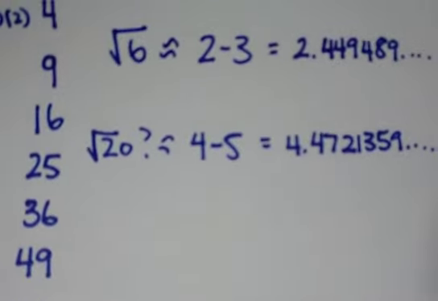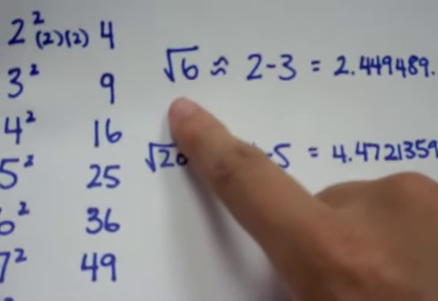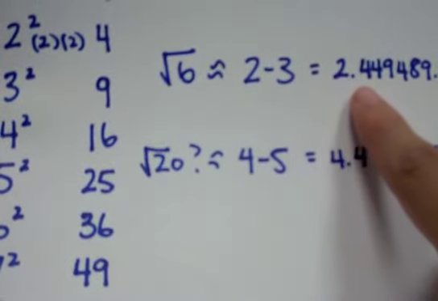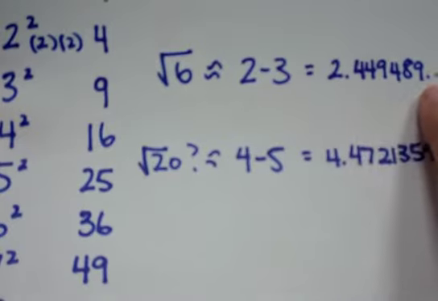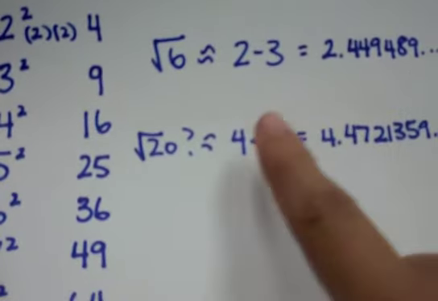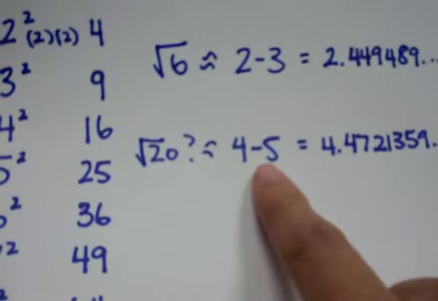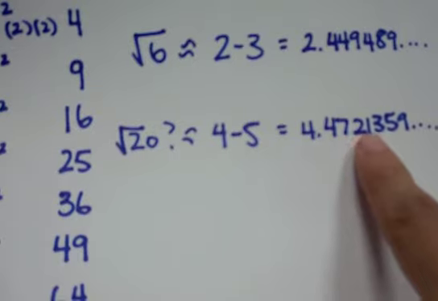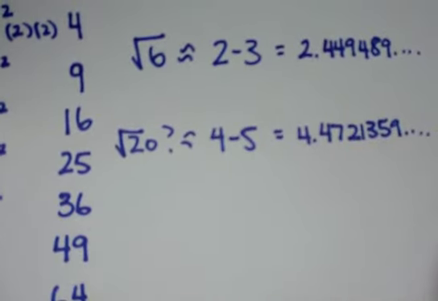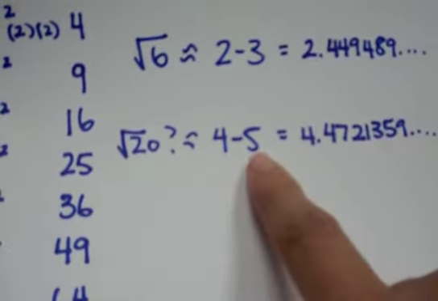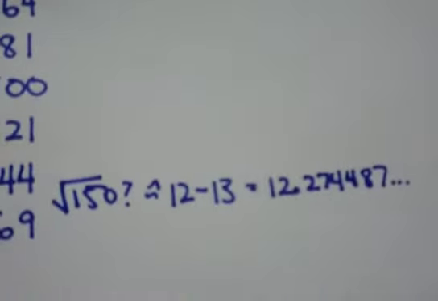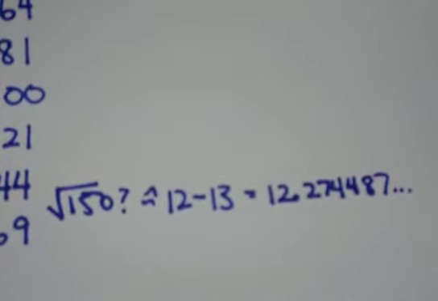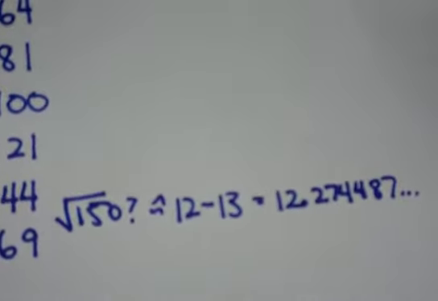I went back and I used my calculator to find the square root of 6 and the square root of 20. And as you can see, we had estimated that the square root of 6 should fall between 2 and 3, and it actually works out to 2.449489, so we were right on there. The square root of 20 we estimated to fall between 4 and 5, and the calculator tells me that it's 4.472135, and the decimal keeps going on, so we were right on there. And the square root of 150 is 12.27487, on into infinity.